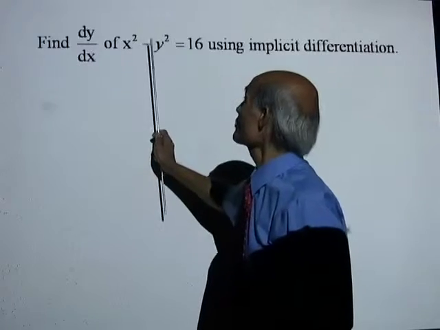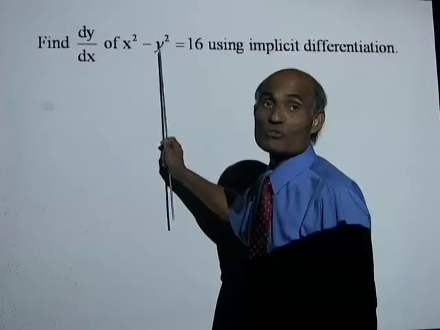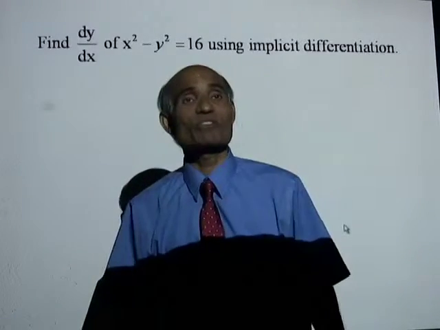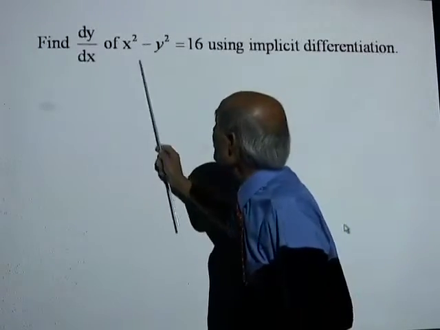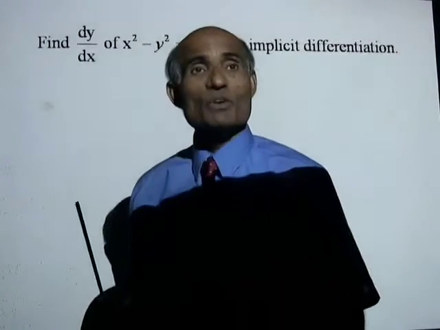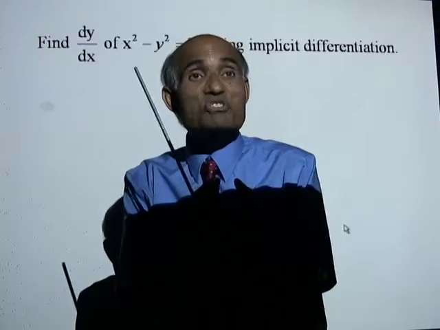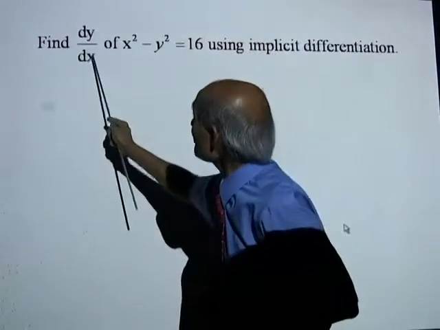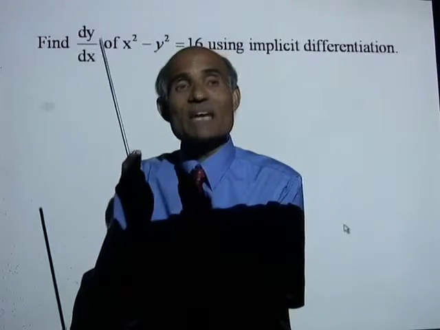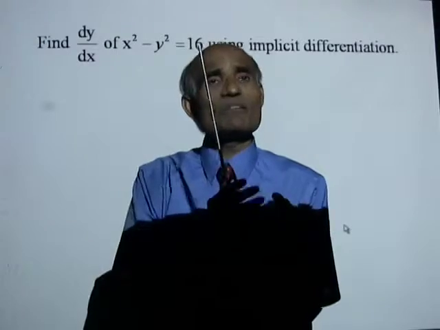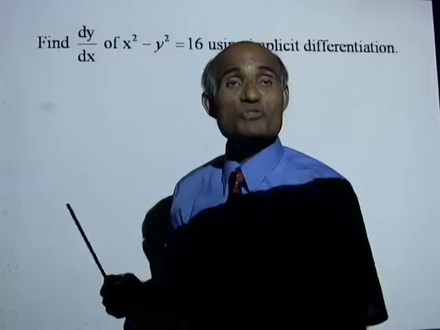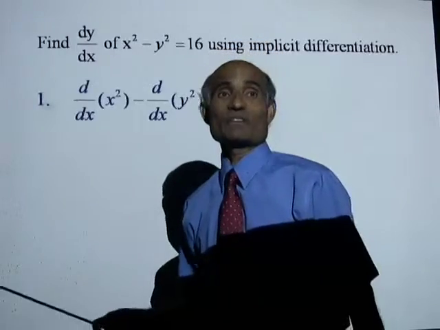Find dy by dx of x squared minus y squared equal to 16 using implicit differentiation. So this is the implicitly defined function. What do we do? We find the derivative of each term with respect to x. That's what we want, with respect to x. And then collect the terms containing dy by dx on the left. It doesn't matter, you can collect them on the right if you want. And then solve for dy by dx.